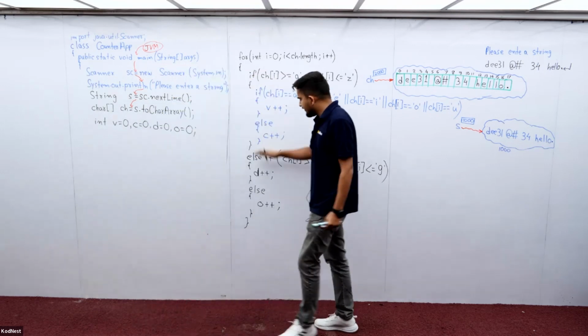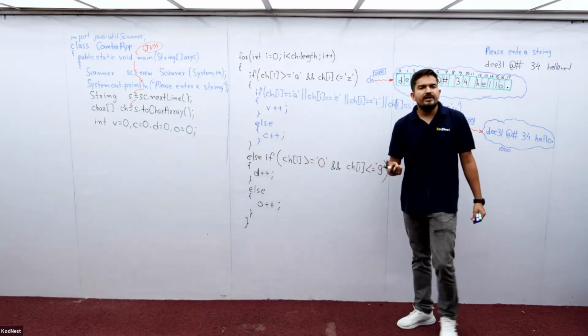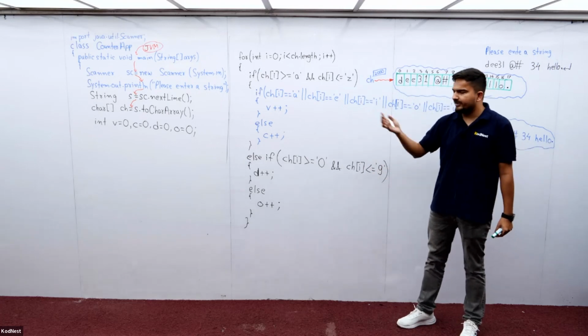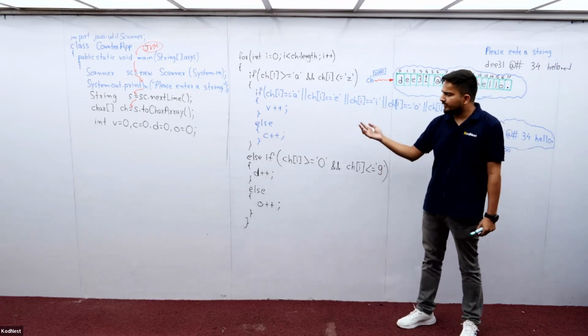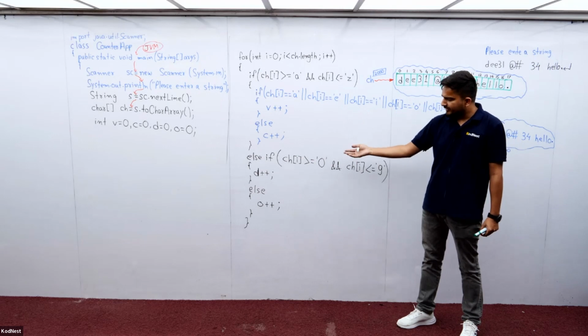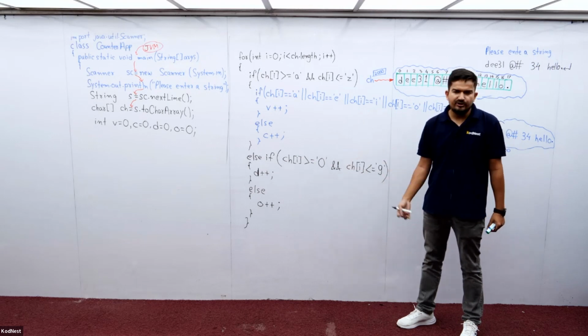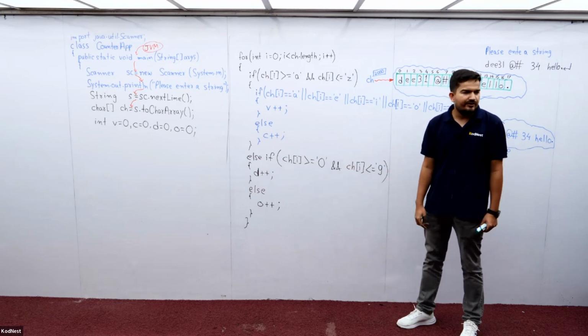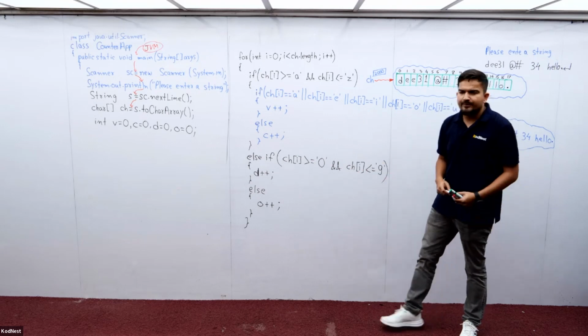After this, after we are coming out of the loop, simply we need to print vowel count is equal to V, consonant count is equal to C, digits count is equal to D, and other characters count is equal to O. This is what we need to do. Once more, I am repeating it for you.